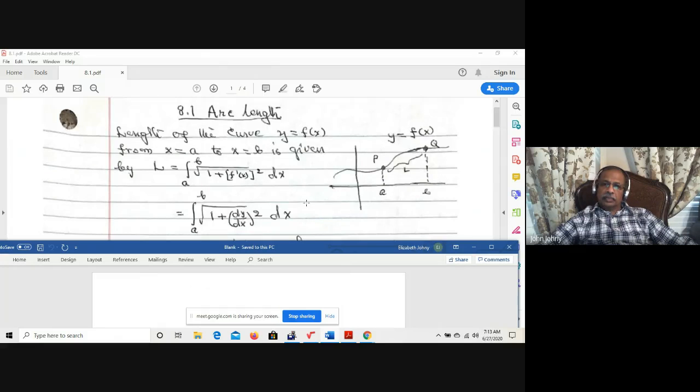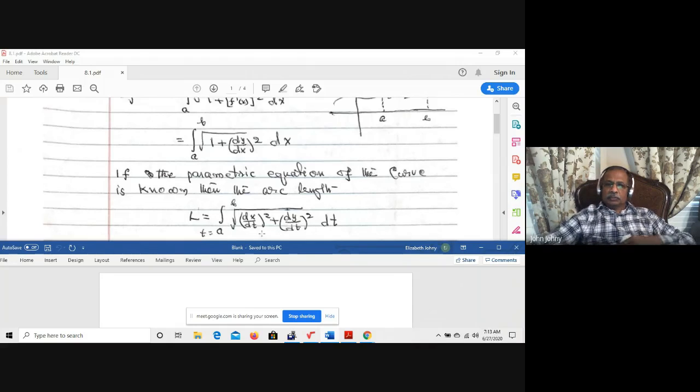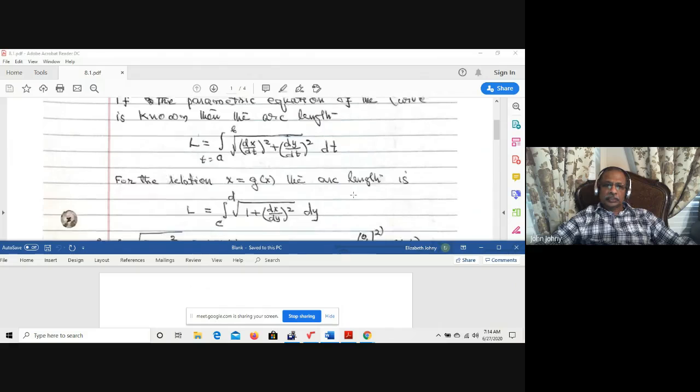And if the function is in the parametric form, then the arc length is the integral, t varying from a to b, of the square root of dx over dt the whole square plus dy over dt the whole square dt. So that is the formula that we are going to use in this section.